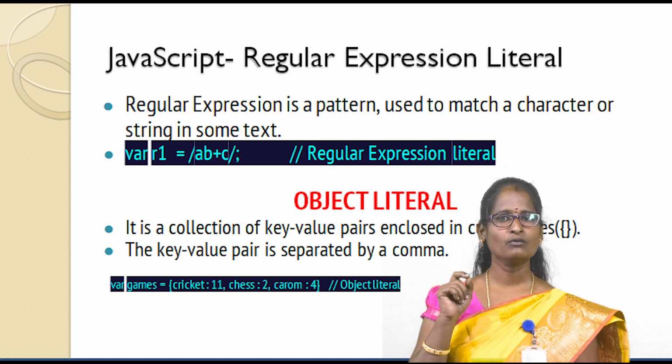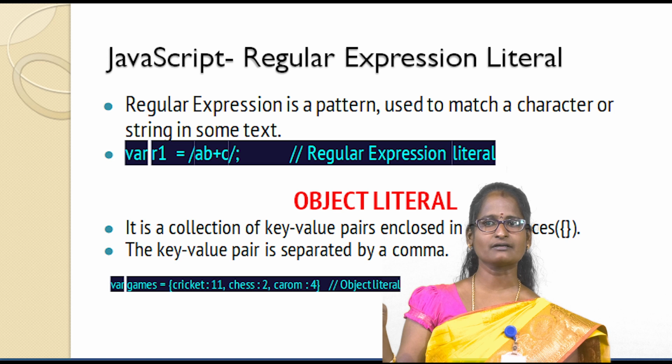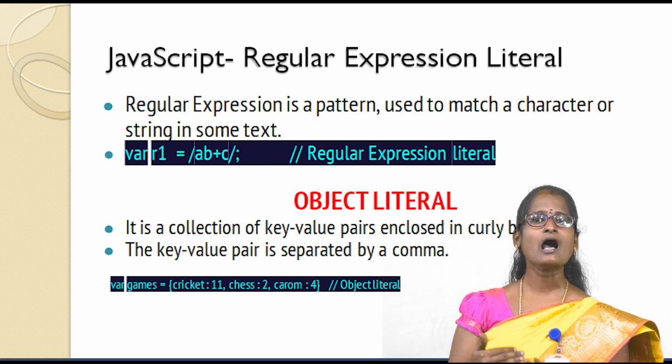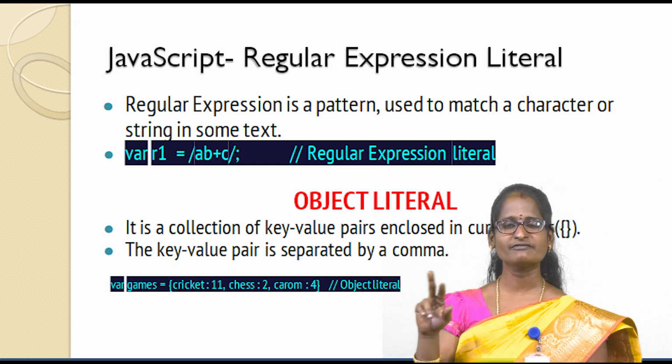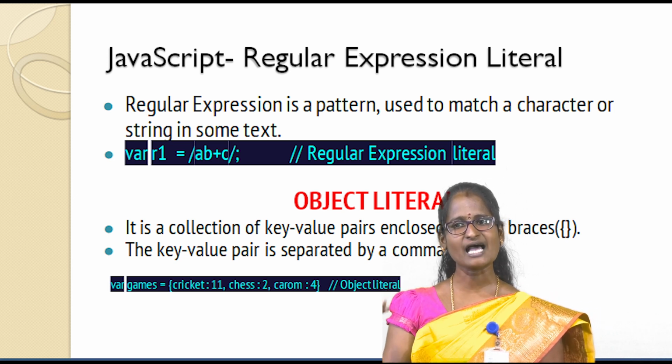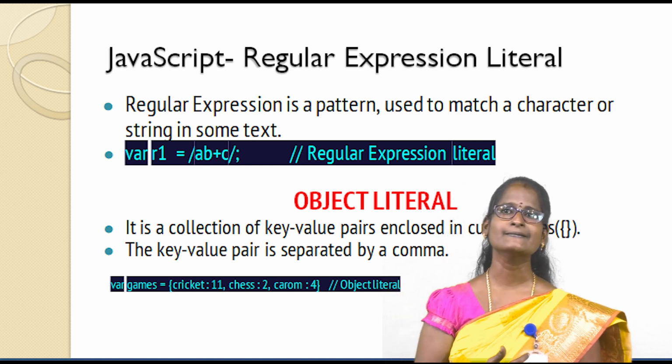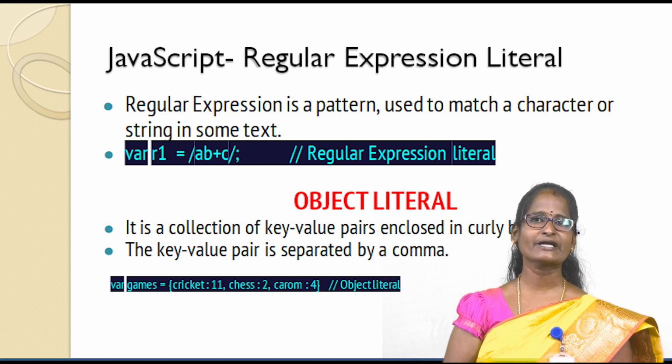That is var R1 equal to /ab*c/. This is a regular expression. Var R2 equal to new RegExp of, within double quotes, abc. It's also a regular expression literal. Then the next one is object literals.